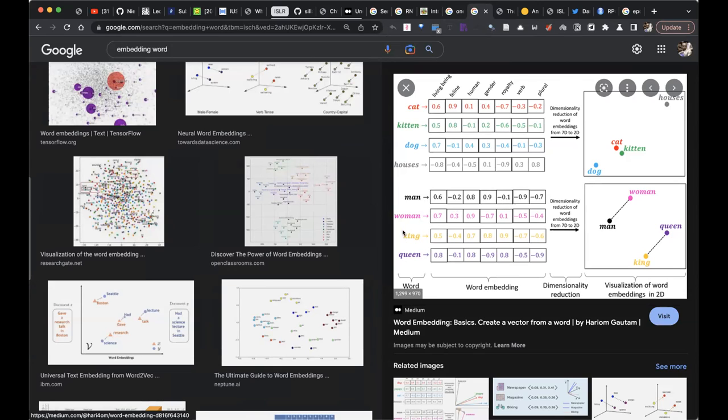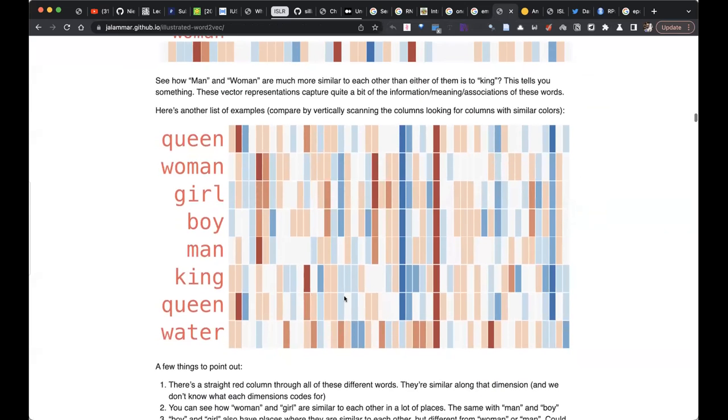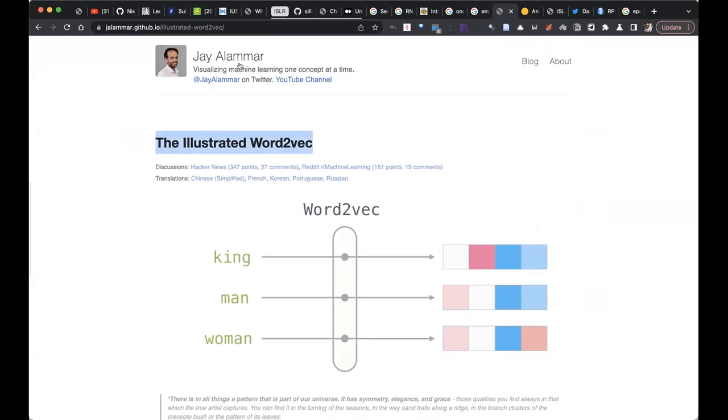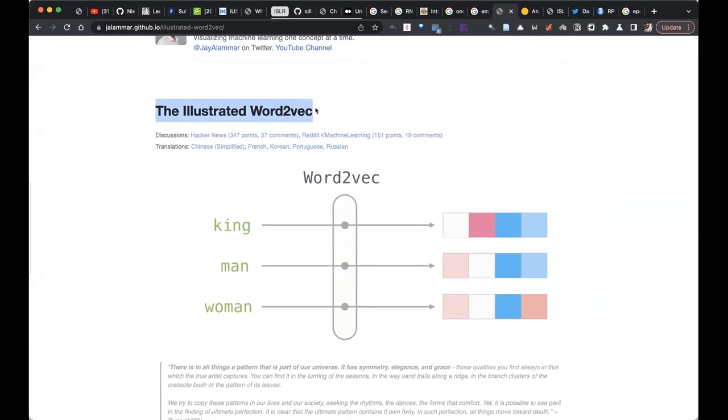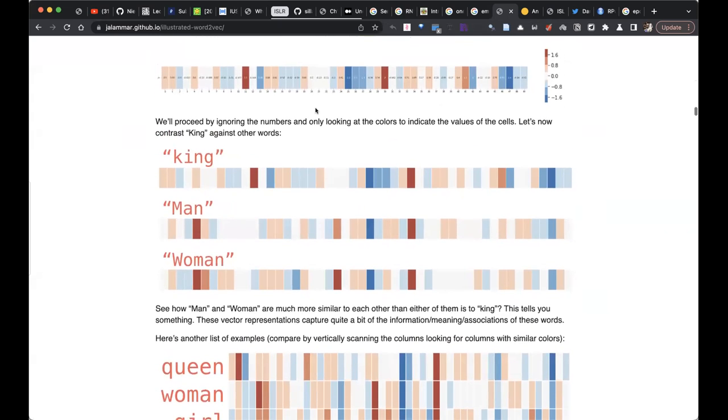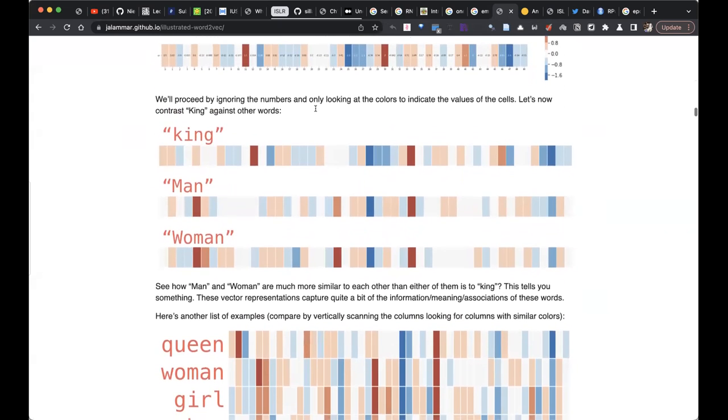So you can see we have woman, king, everyone, and we just represent any word with a vector, a sequence of values. This is called word embedding. I like this blog, The Illustrated Word2vec by Jay Alammar. He explained Word2vec really well, and he has a very good example of what embedding is.